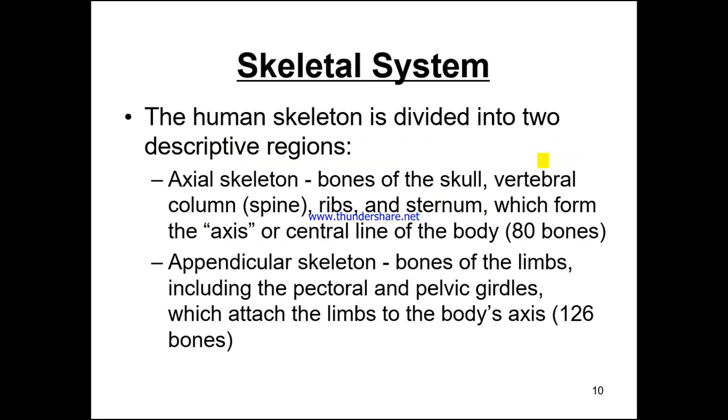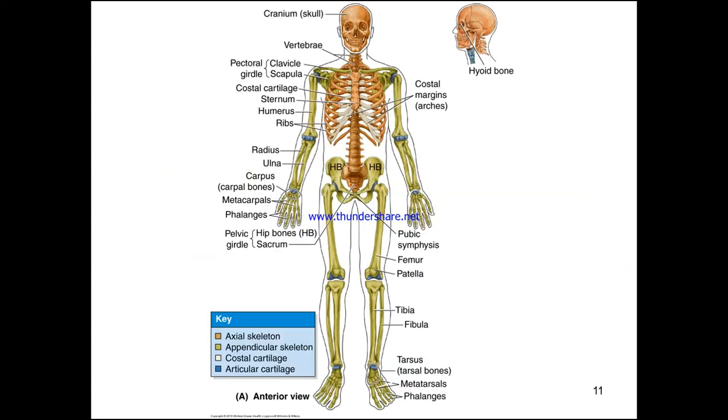So an overview of the skeletal system. The human skeleton is divided into two descriptive regions. We have something called the axial skeleton and the appendicular skeleton. So these are the two parts of the skeletal system that we need to be aware of. The axial skeleton consists of the bones of the skull, the vertebral column, the spine, the ribs and the sternum, which form the axis or central line of the body. There's 80 bones in total. The appendicular skeleton are the bones of the limbs, including the pectoral and pelvic girdle, which attach the limbs to the body's axis, and we have 126 bones in this region.